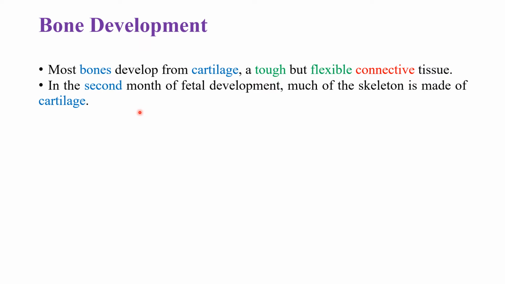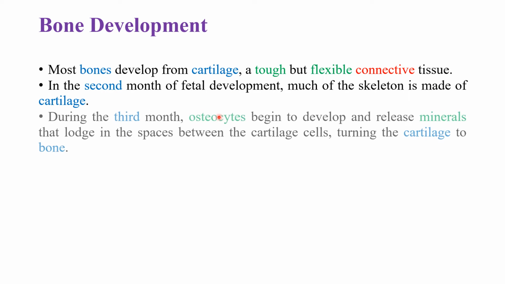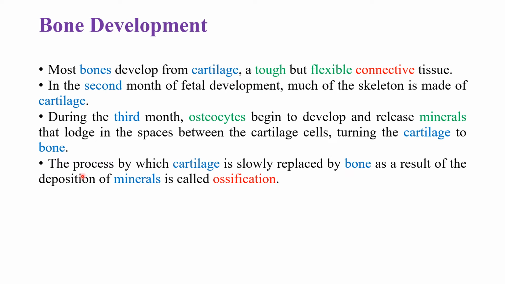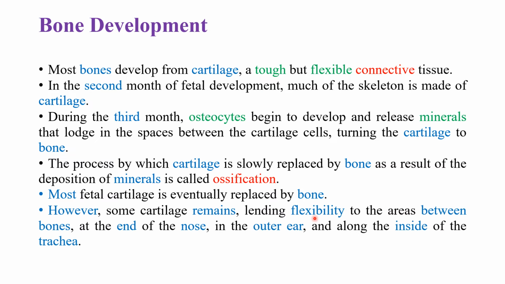In the second month of fetal development, much of the skeleton is made up of cartilage. During the third month, osteocytes begin to develop and release minerals that lodge in the space between the cartilage cells, turning the cartilage to bone. The process by which cartilage is slowly replaced by bone as a result of the deposition of minerals is called ossification. Most fetal cartilage is eventually replaced by bone.